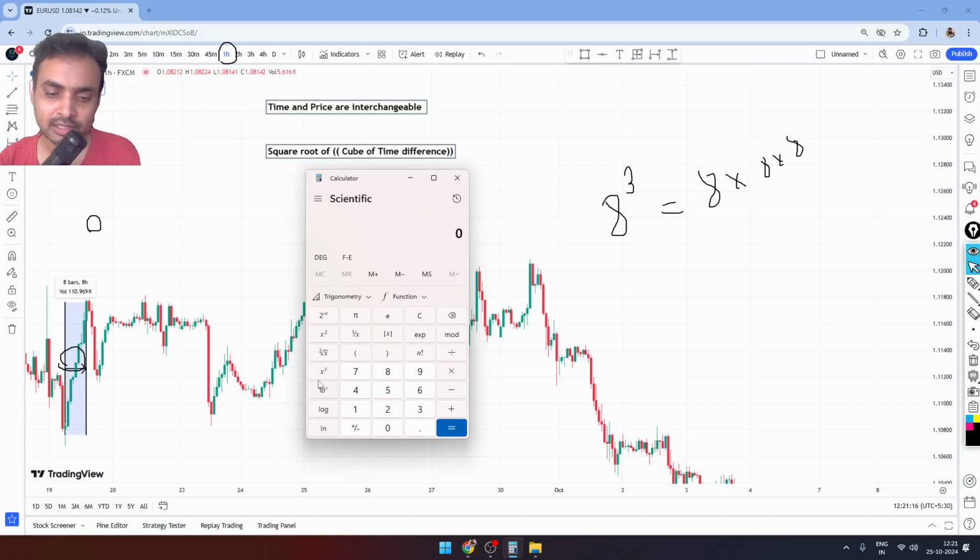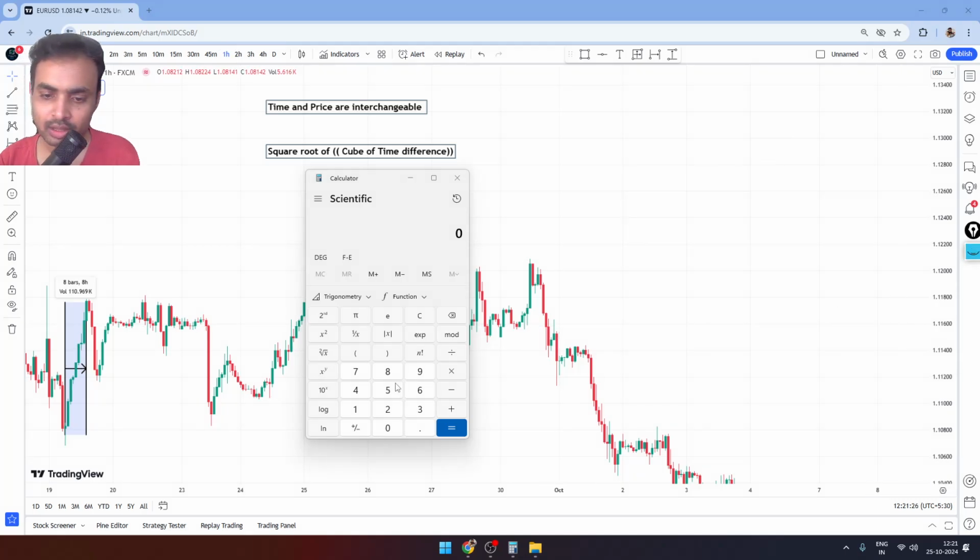You can see here there is an option called x to the power of y. You can use that also. So I want to find the x cube, right? So what I need to do here is I'll put 8 and I'll click the x to the power of y. Then I'll put 3 because cube, right? Then if I click equal, I'll get 8 cube. 8 cube value is 512. Okay, I found the 8 cube value. 8 cube value is equal to 512.